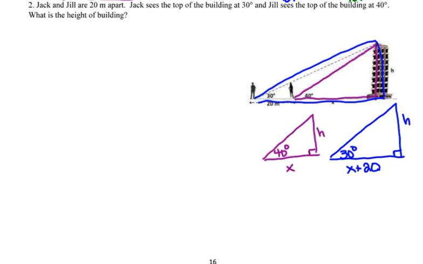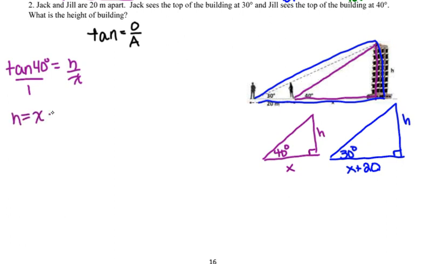So like the first problem, this question also deals with the tangent ratio. So tangent, remember, is the comparison between the leg opposite and the leg adjacent. So for the purple triangle, the tangent of 40 degrees is equal to h over x. And again, just like I did in the first problem, I'm going to go ahead and cross multiply. So h is equal to x times the tangent of 40 degrees.